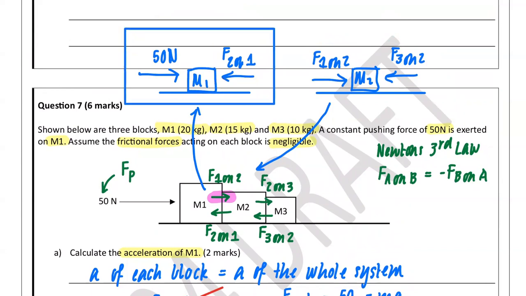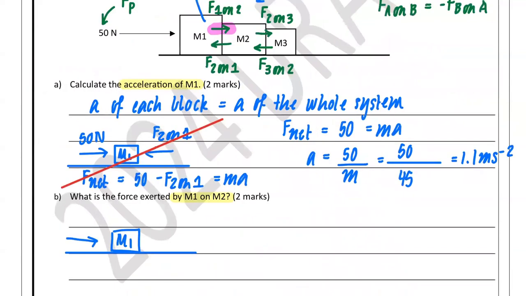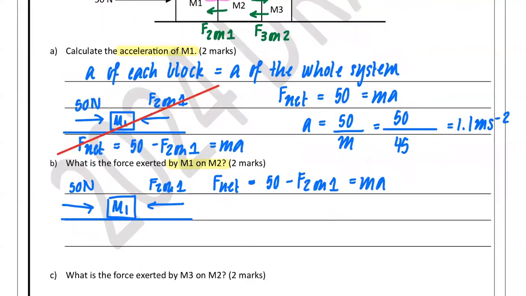Okay. So here, we just redraw it quickly. Here we have mass 1, and you have your 50 newtons and the force of 2 on 1. If I use my net force equation again, net force is the sum of forces. So in this case, it's 50 minus force 2 on 1, and that equals MA. Now I can rearrange to make force 2 on 1 the subject, because that's what I'm trying to find. So force 2 on 1 equals 50 minus MA. Now we can just sub in our values.